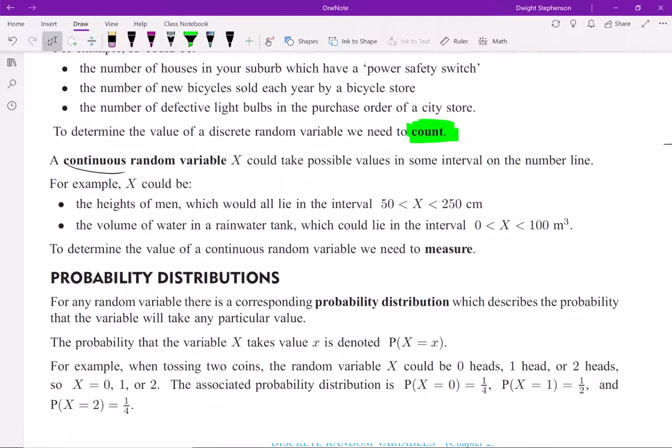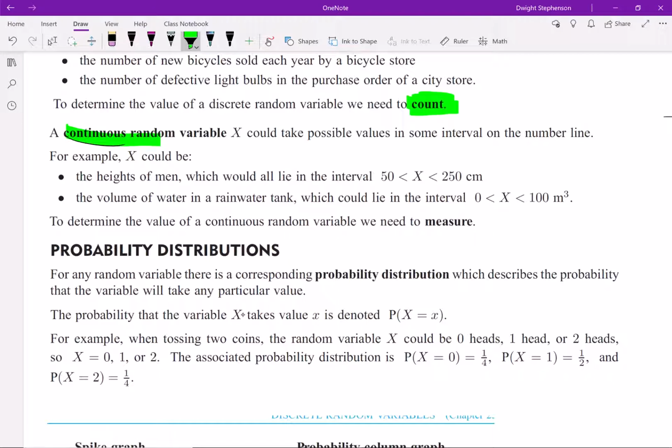Continuous could take any value in between, any value on the number line, right? So it could take 0.1, 0.2, 0.3, 1.5, 1.65, any number on the number line. Really good way to think about this is something that you need to measure, right? So it might be heights, it might be volume of water, it might be time. Any of those things are going to be continuous random variables, right?